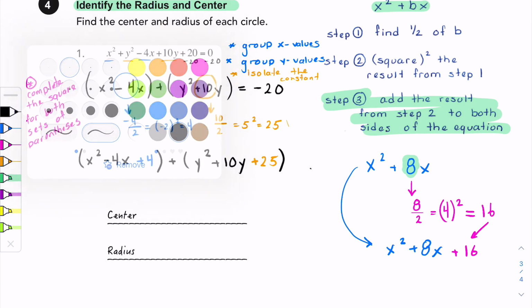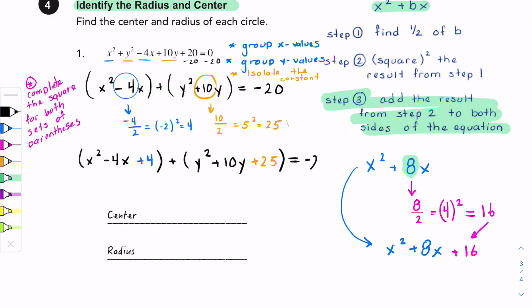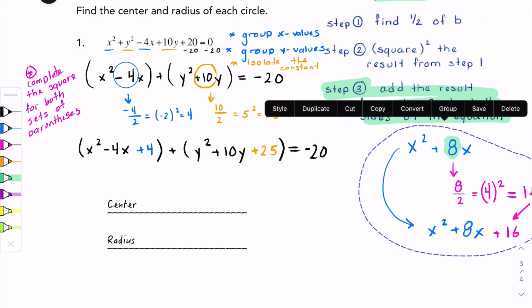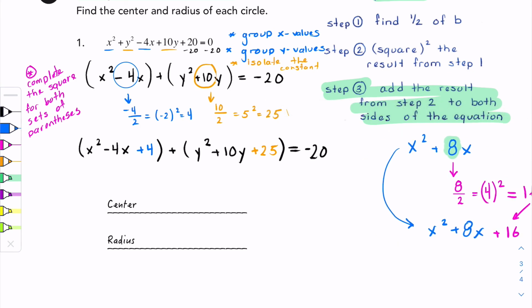On the other side of the equal sign, I have negative 20, but I also need to add 4 and add 25 because what I did on one side has to be done on the other. So right here I added 4, so right here I'm going to add 4. Right here I added 25, so here I'm adding 25.